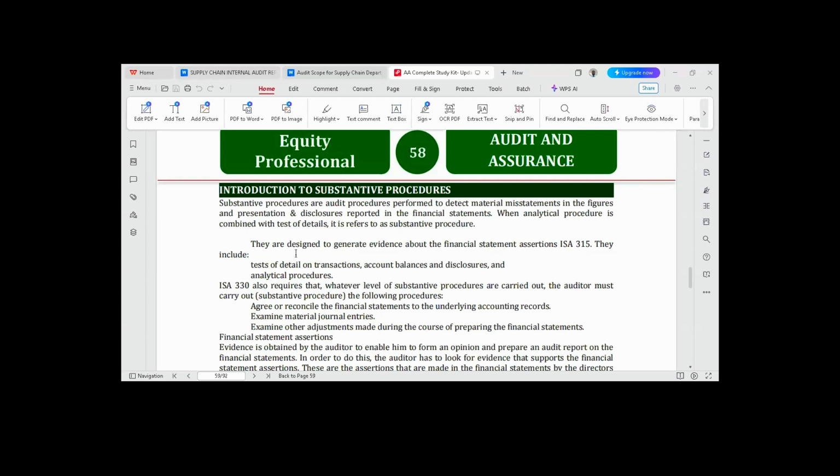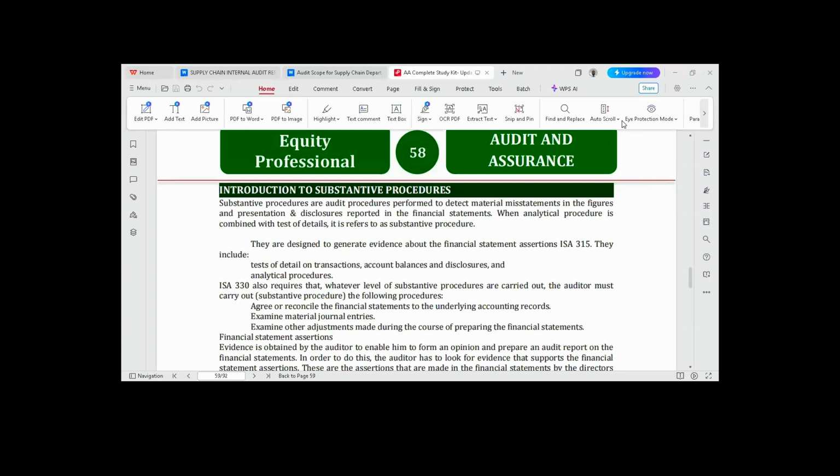Substantive procedures are audit procedures performed to detect whether there are material misstatements in the financial statements presented. It is a combination of test of detailed transaction and analytical review procedures.